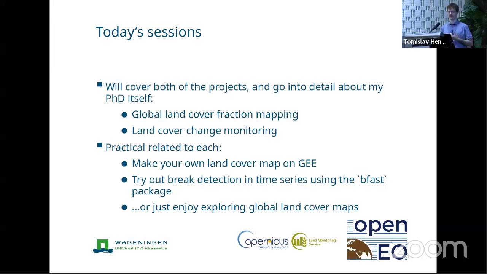And in the second part, so the second session that I will have, I will talk specifically about land cover change monitoring. So detecting breaks in time series and how we can use that to update land cover maps. And in that session, I will talk specifically about the algorithm that I'm working with, BFAST. So it's a break detection algorithm that can make use of univariate input to detect whether there are some deviations from the usual trajectory of the time series. And if so, that indicates that the land cover may be not stable. And in that case, we should update the land cover map in that area.